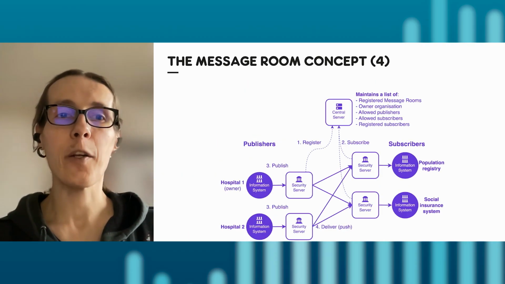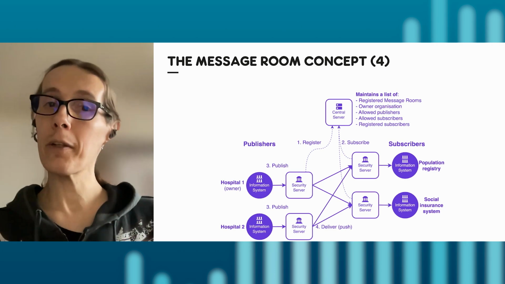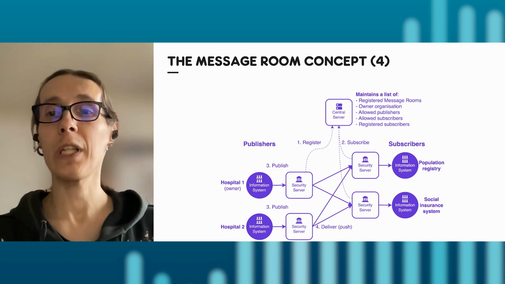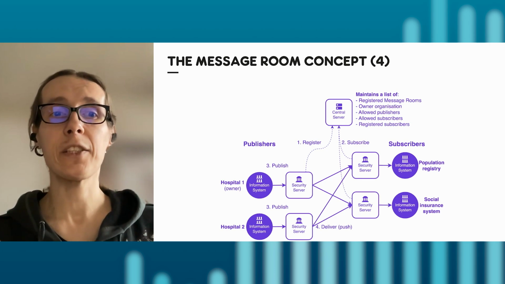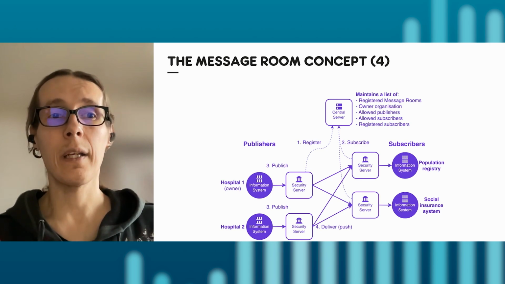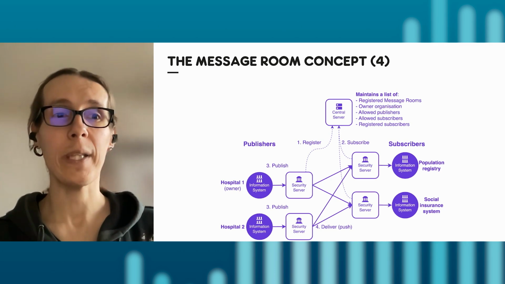When Hospital 1 creates the message room, it assigns Hospital 2 as an allowed publisher and the population registry and the social insurance systems as allowed subscribers. Each organization has a unique identifier that is used in the assignments. Once the message room has been registered, the population registry and the social insurance system subscribe to it.